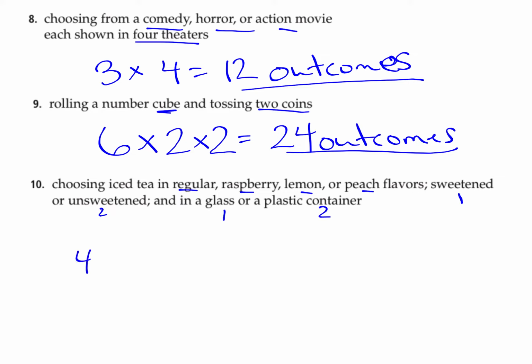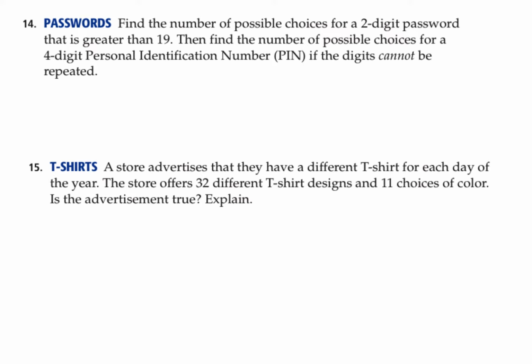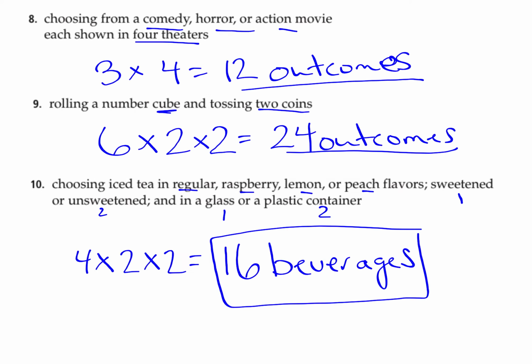So we have 4 options for the flavor of iced tea, 2 options for how it is sweetened or not, and 2 options for the container. This gives us a total of 16 beverages. 16 different iced teas that we could get. Okay. Oh, did it just skip from 10 all the way to 14? It apparently did.